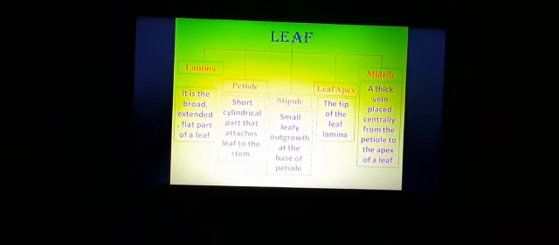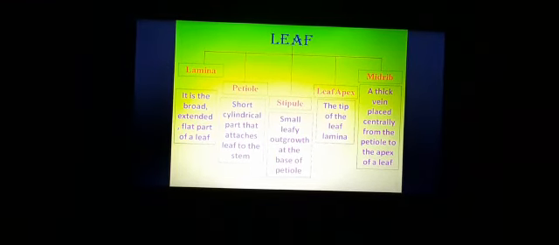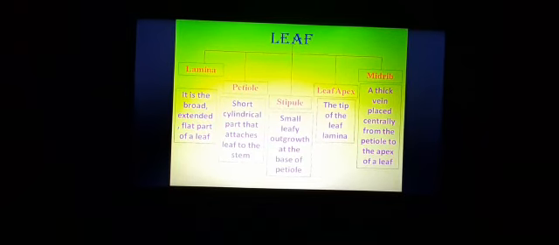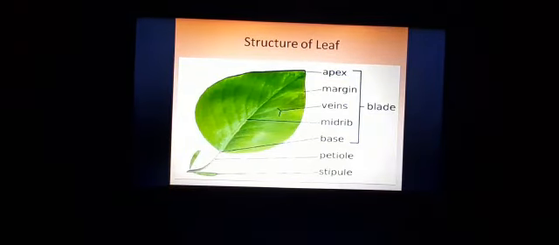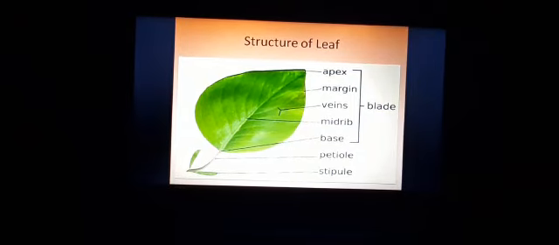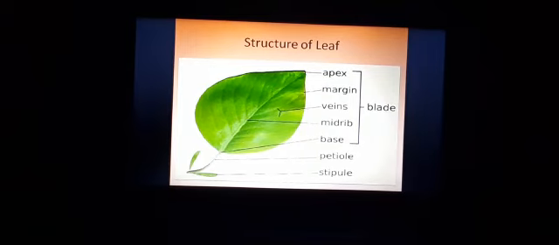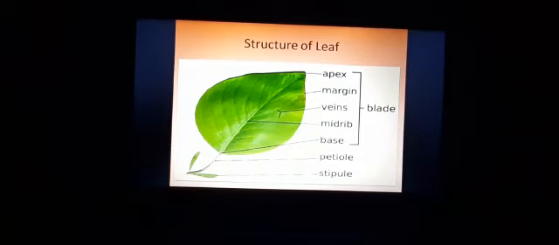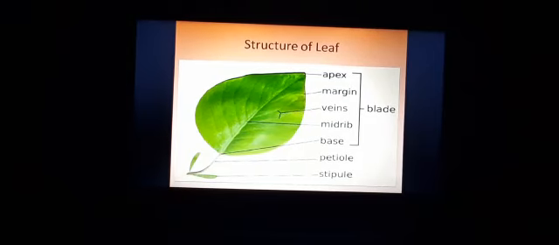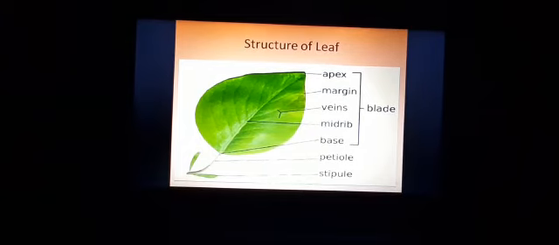And from the midrib, we find very fine lines running towards the margin of the leaf. These are known as veins and veinlets. So in this diagram, we see the different parts of the leaf, that is the leaf apex, that is the leaf tip, the leaf margin, the midrib from which we can see fine lines running towards the margin which are known as veins, the base of the leaf, the petiole, the stipule, and the lamina or the leaf blade.